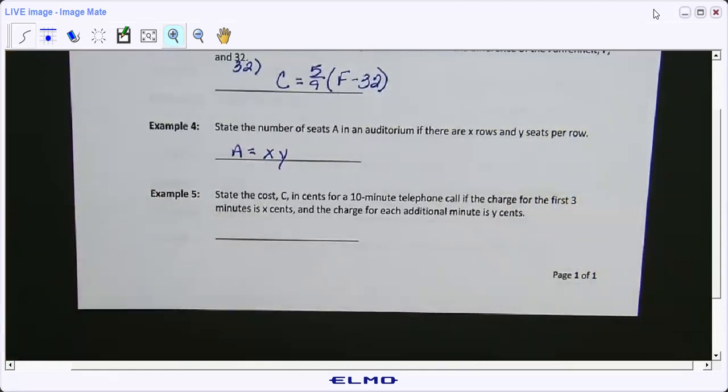Okay, now this one is even more different. State the cost C in cents for a 10-minute telephone call if the charge for the first 3 minutes is X cents and the charge for each additional minute is Y cents.